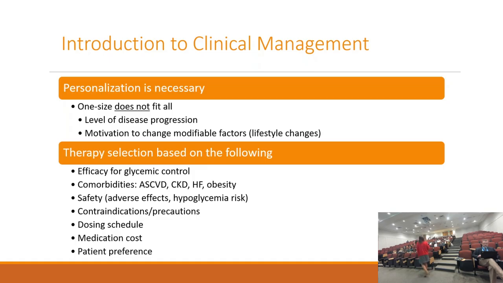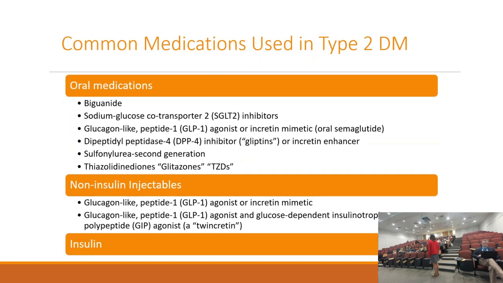We'll talk about medication costs. So we'll talk about which things are less expensive versus more expensive. We'll look at some formularies. And then I list patient preferences last, but patient preference is very important as well. Especially since some of these are injectables. Sometimes patients prefer non-injectables. So that can play a big role.